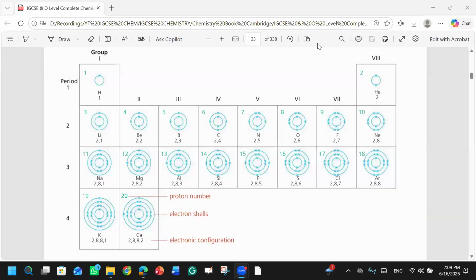Recording in progress. Okay, I was telling you about the periods and groups and about the electronic configuration.